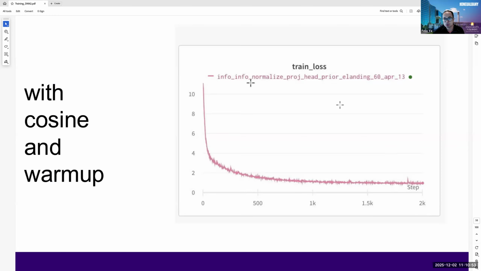So this is the result with cosine schedules and warm up. So this is obviously a fairly very good training loss.